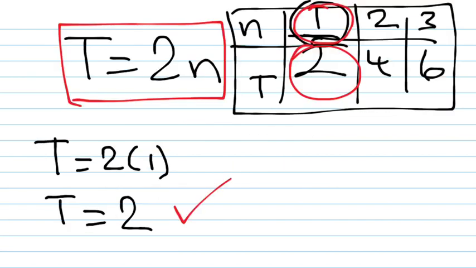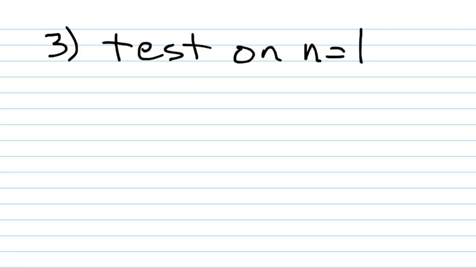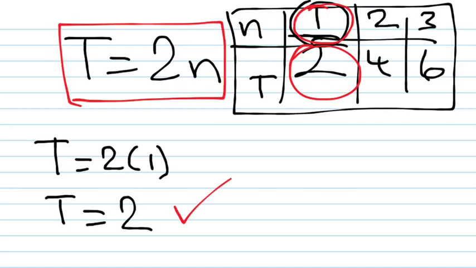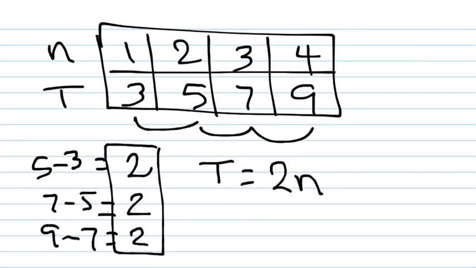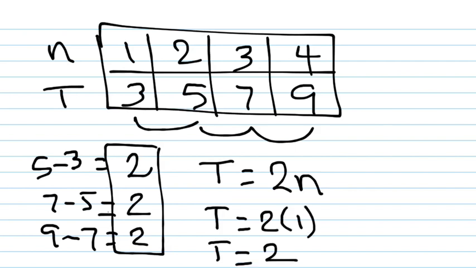Now, the next step is to test that on n equals what number? 1. You're always going to test it on n equals 1. So t equals 2 times 1, which gives me t equals 2. Okay? So that says that if n is 1, what should t be?